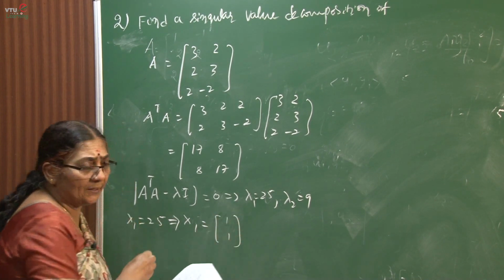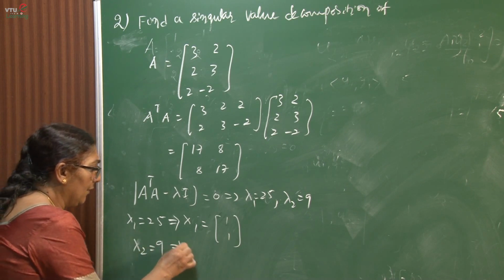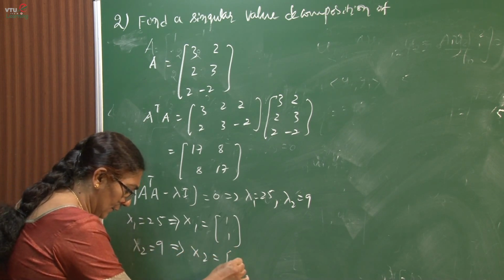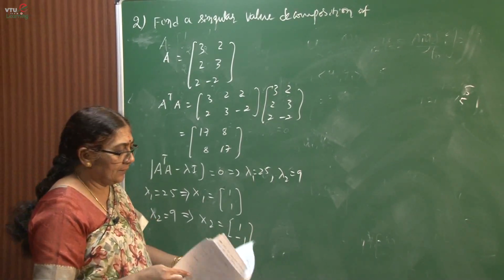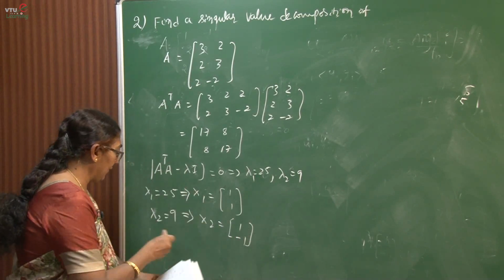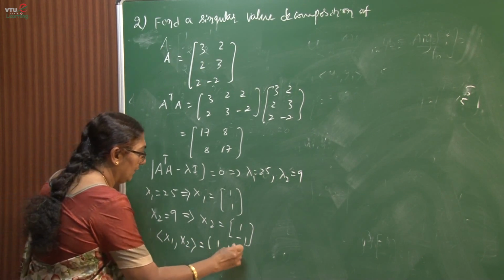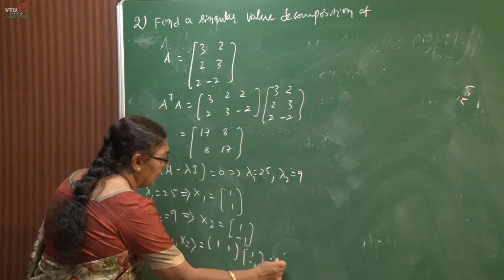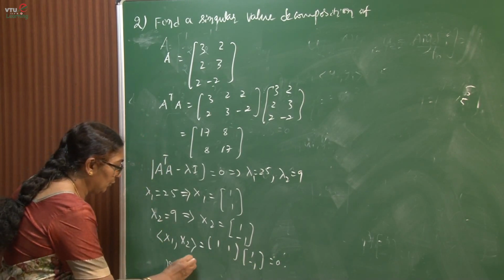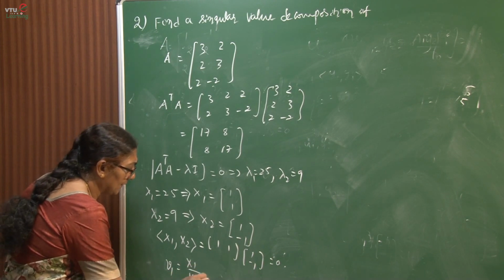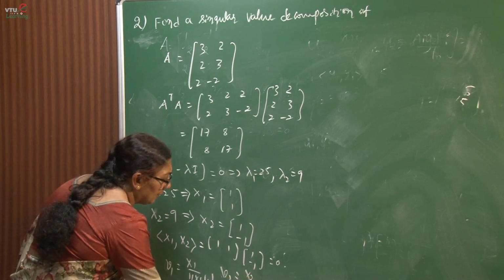You do the same for lambda 2 equals 9, and the corresponding eigenvector is 1, minus 1. These are the two vectors we get. Once we get the vectors, you verify that these two vectors are orthogonal: 1, 1 and 1, minus 1 give 0. Now, since these two are orthogonal, to get v1 and v2 I have to normalize: v1 is x1 divided by norm of x1, and v2 is x2 divided by norm of x2.